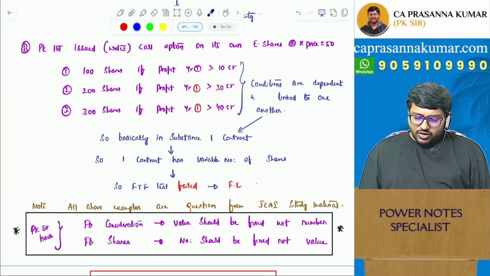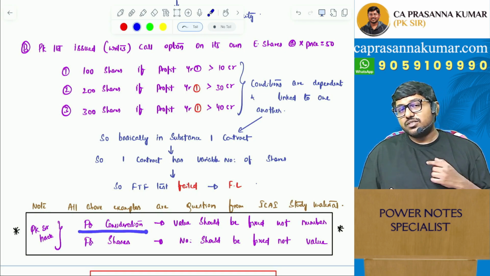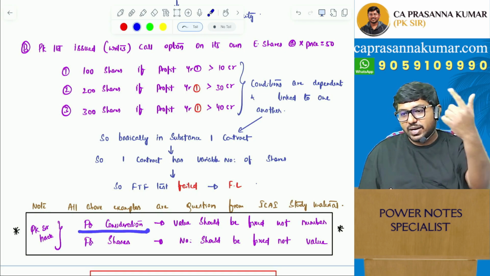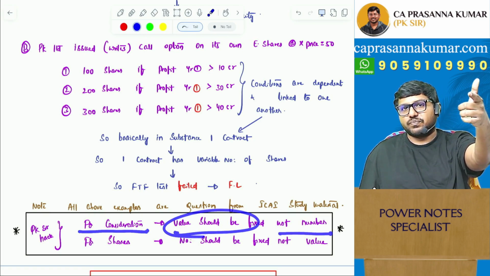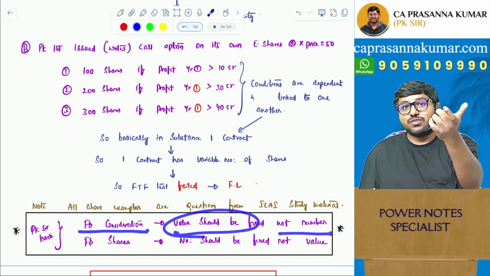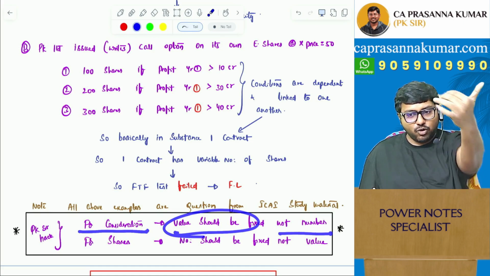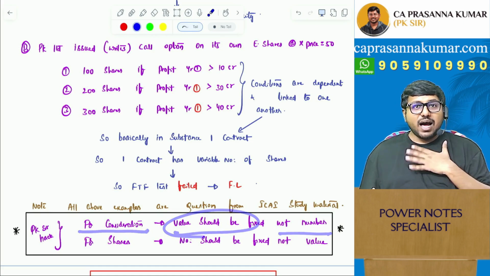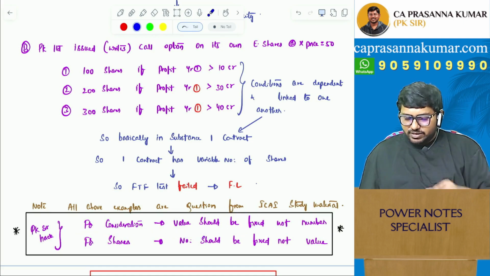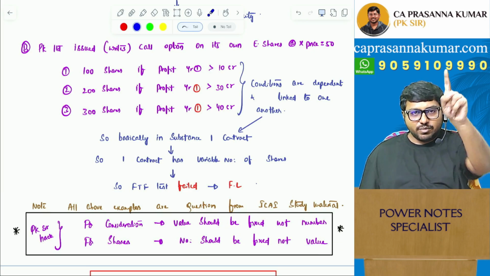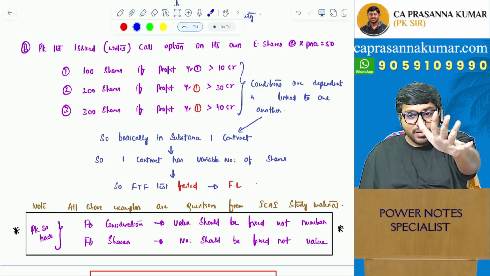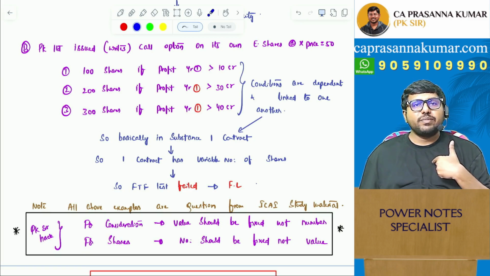Okay, so what is the simplification? PKSIR hack. Whenever you get consideration, who will pay? The other party will pay. Other side of the coin. Value should be fixed but not number. So amount should be fixed, Y amount, Y amount, Y amount. Amount should be fixed from the other side. From our side, the number of shares should be fixed. Number should be fixed and not value. From your side, value should be fixed, not number. From my side, number should be fixed, not value.